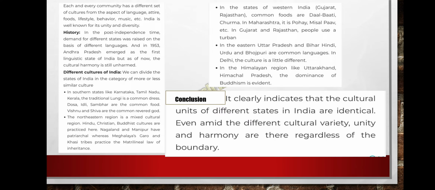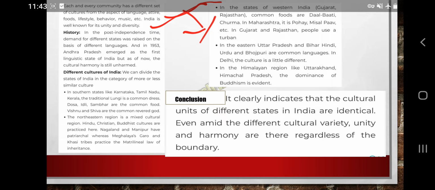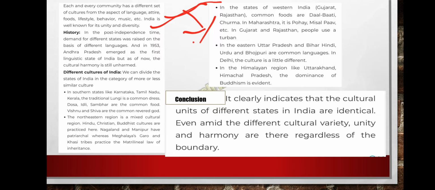I have attached it here, so I'll read it for you. In the introduction, I wrote that each and every community has a different set of cultures from the aspect of language, attire, food style, lifestyle, behavior, music, etc. India is well known for its unity in diversity. So I have given a short introduction about how different diversity exists in India and what the different types of diversities are, and that India is known as unity in diversity. I have mentioned it.